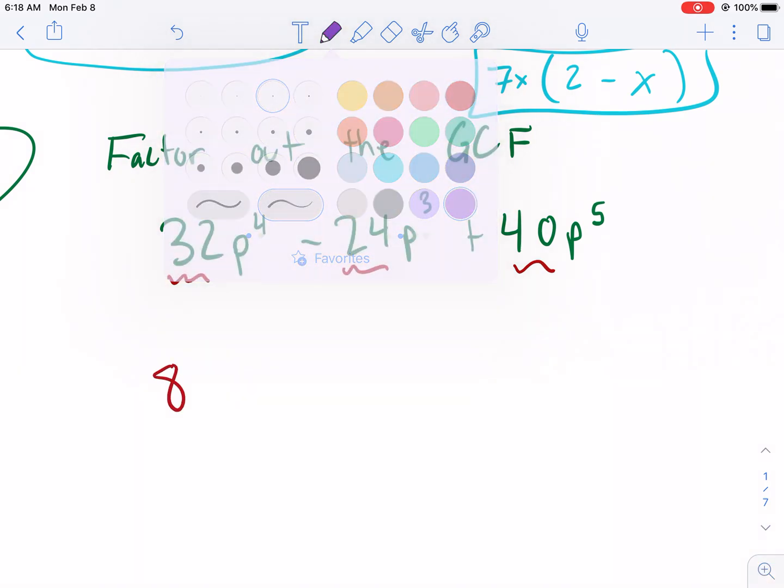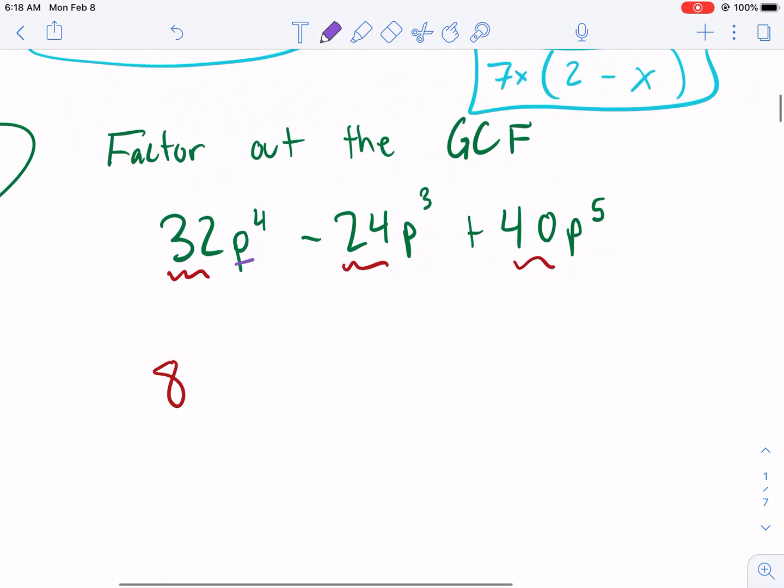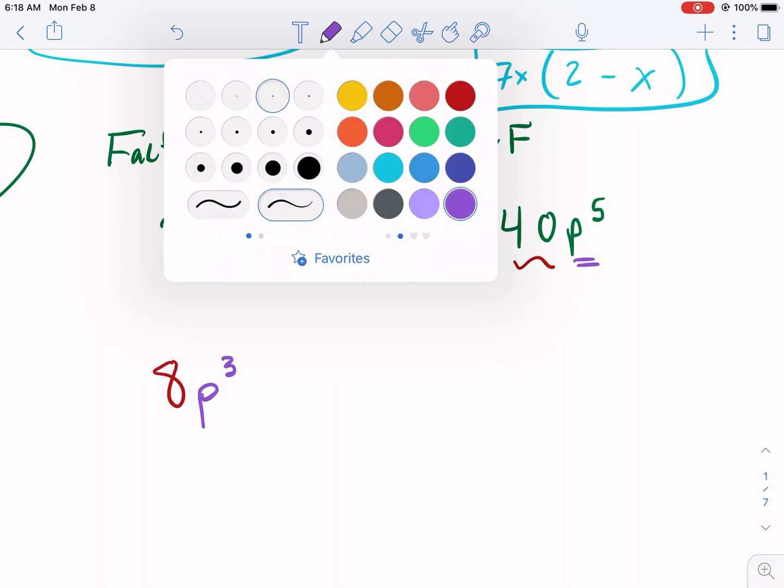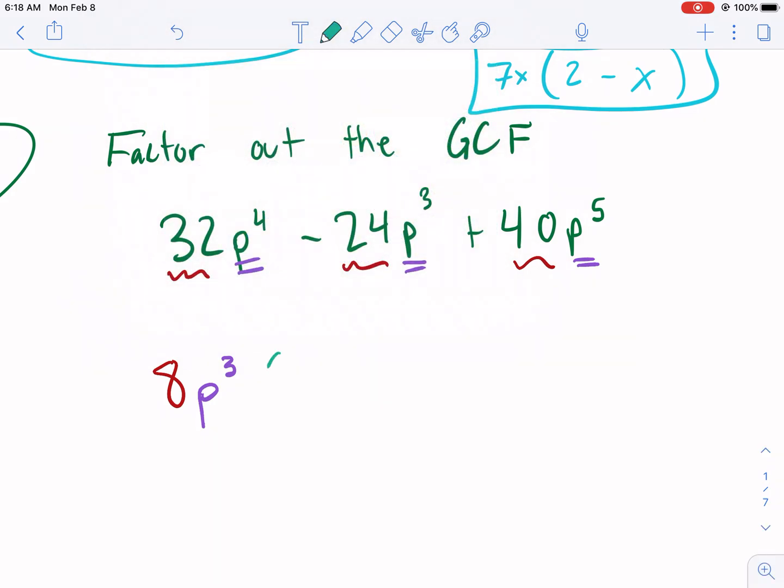Now I need to look at my variable. So I see p, and I see that my smallest p, that's where you start, my smallest p is to the 3rd power. So you always go for the smallest one, and everything else is going to be in terms of the smallest one. Now that I have that done, I can go ahead and get my parentheses set up, because I'm going to take each one of these terms and divide by the GCF, which I already put in front.